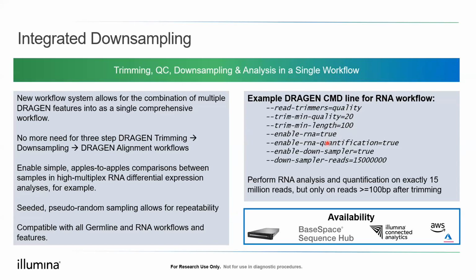In this example, we are running RNA samples. So we are saying run RNA, map align, and do quantification. And then we turn on the downsampler and say, I want to downsample up to 15 million reads, but only on reads that have 100 base pairs after you have done the trimming with a quality of 20. So again, very integrated, where you can do all of these steps in a single workflow, and then you can do titration tests if you want to increase or decrease these downsampling rates.